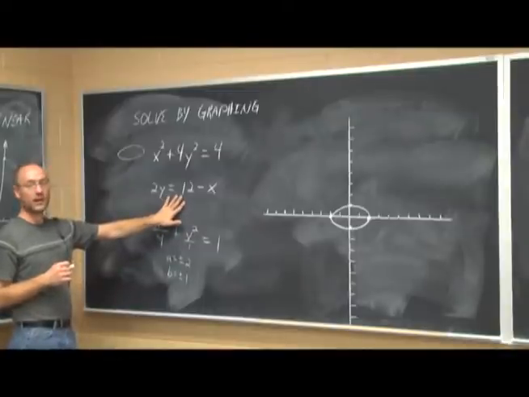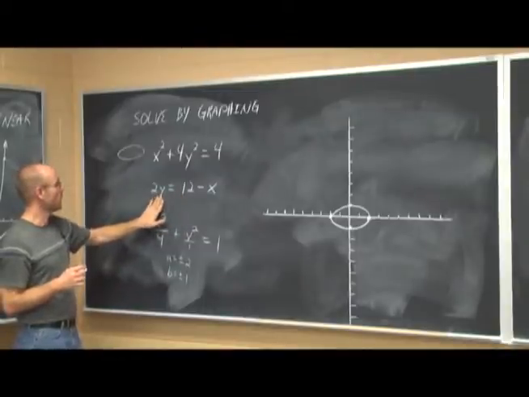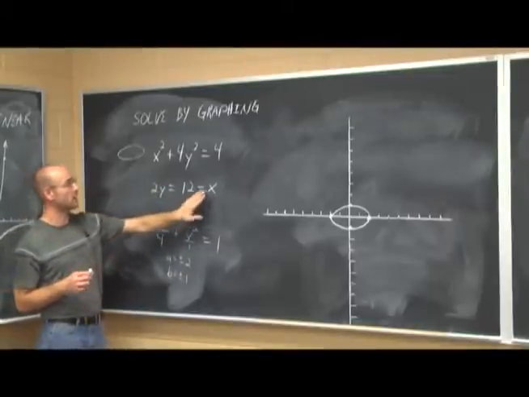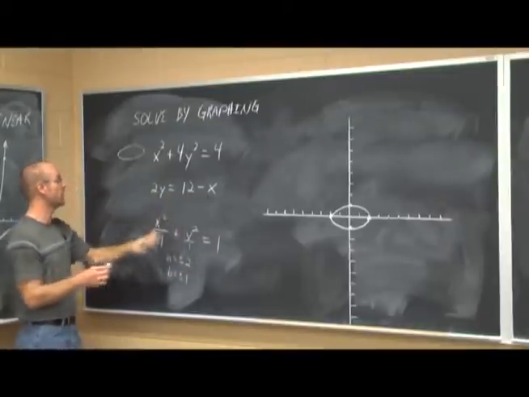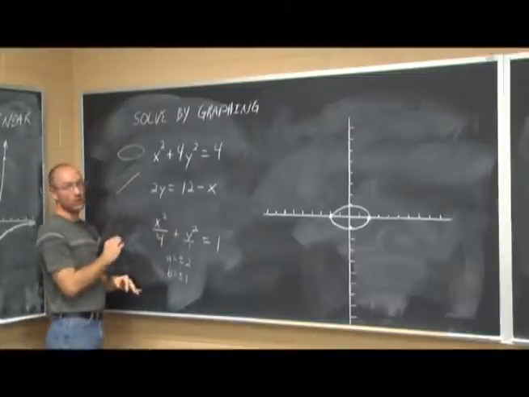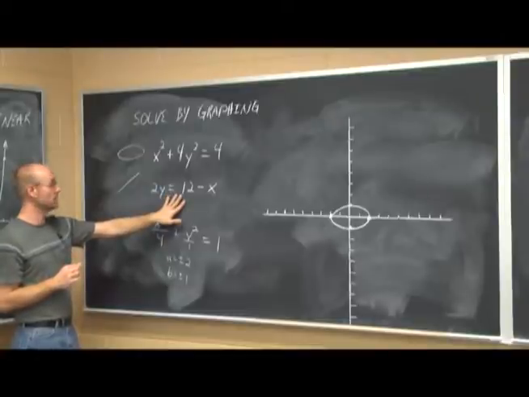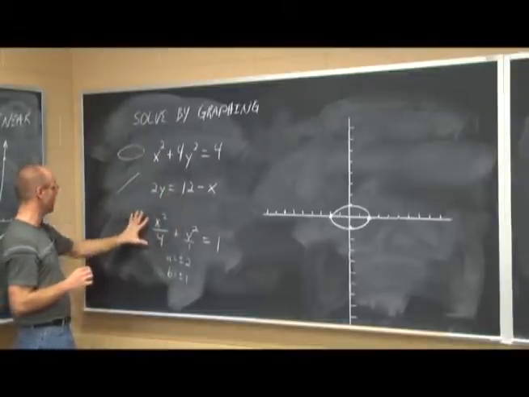Now, let's identify this. The y value isn't squared or anything like that. It's just y to the first power, x to the first power. I've identified this as some linear equation. Maybe it has a positive slope. Maybe it has a negative slope. Let's put this into standard form. And I'll do that right here.